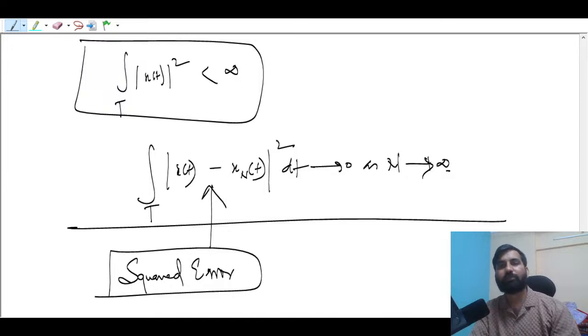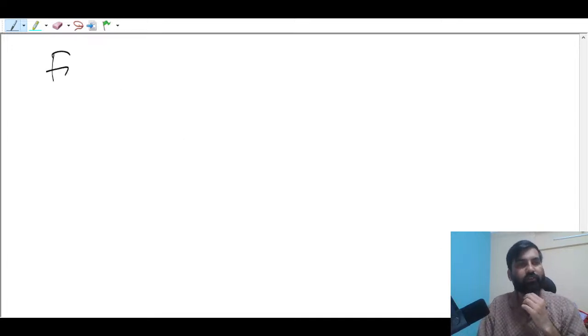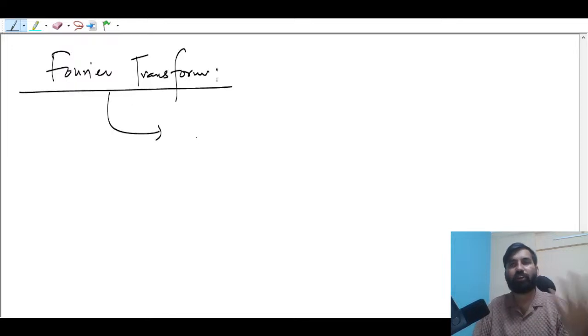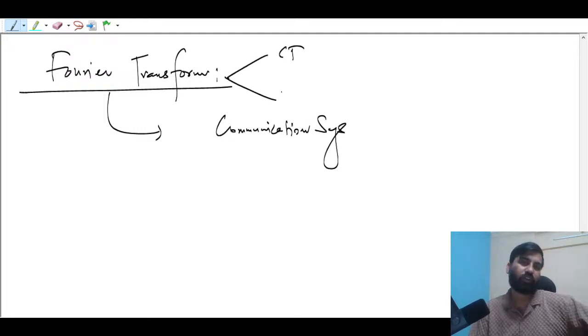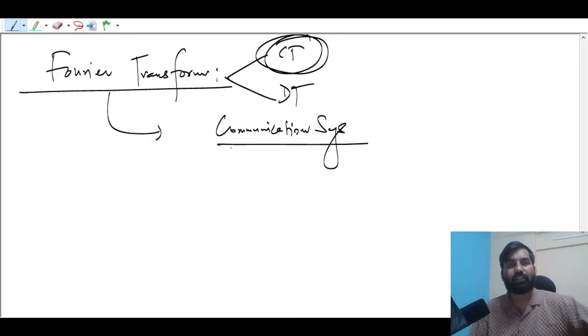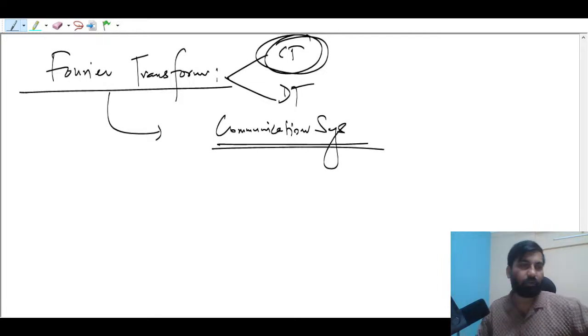That was all in the Fourier series, and I believe everyone will be able to do the questions. And we will now talk about the Fourier transform, which is kind of a prerequisite for communication systems. I will talk about continuous time Fourier transform. There will be discrete time as well, but primarily I'm going to focus on continuous time, and it is important for communication systems. So the moment we finish Fourier transform, we will go to this.